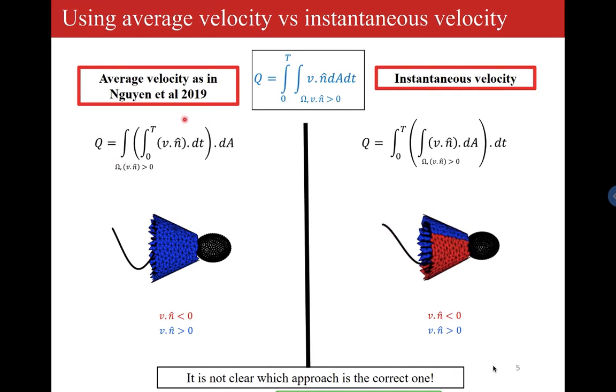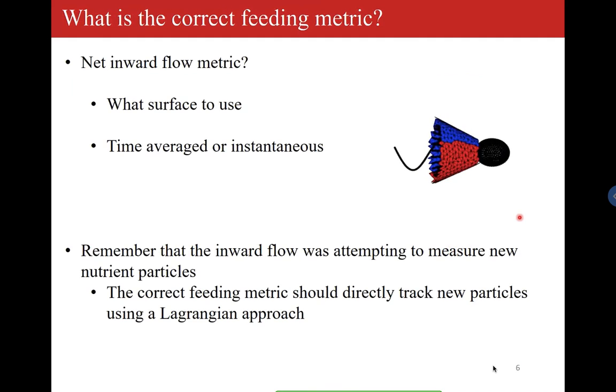You can either use the approach taken in the Nguyen et al. paper, where they find the average velocities at all points on the surface, and obtain the parts that the flow goes inside, the blue region, and then integrate the flows on that region to get your measure of nutrient uptake. Alternatively, by changing the order of the integration, at any point in the period you can obtain this blue region and find the instantaneous velocities to obtain the flows on the blue region, and then integrate those values throughout the period. And it's not clear which approach is the correct one.